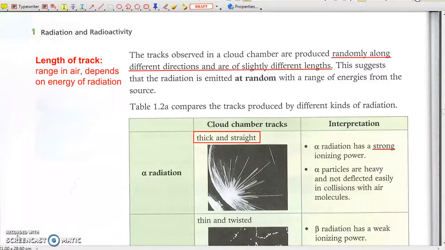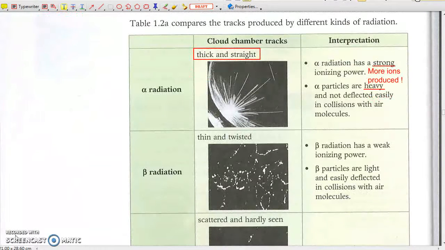Alpha tracks are thick and straight, which means alpha radiation can travel undeflected and produce a lot of ion pairs along its track. The tracks usually have different lengths, which means the alpha radiation have different energies. Alpha particles are comparatively massive, and so they may travel in a straight line. Their ionizing power is strong, and so a lot of ion pairs are produced along their path.